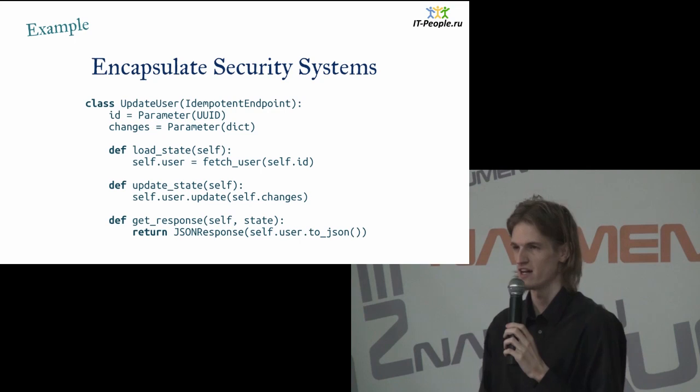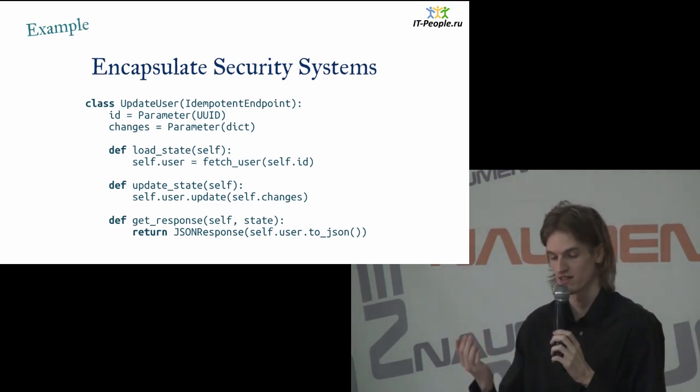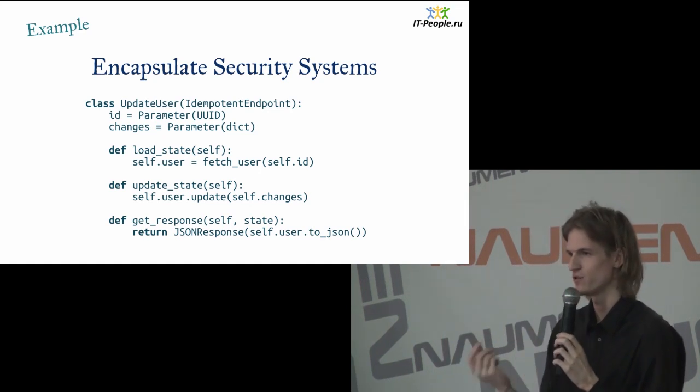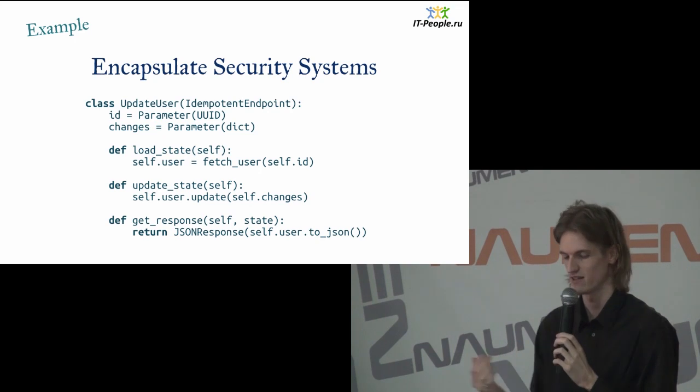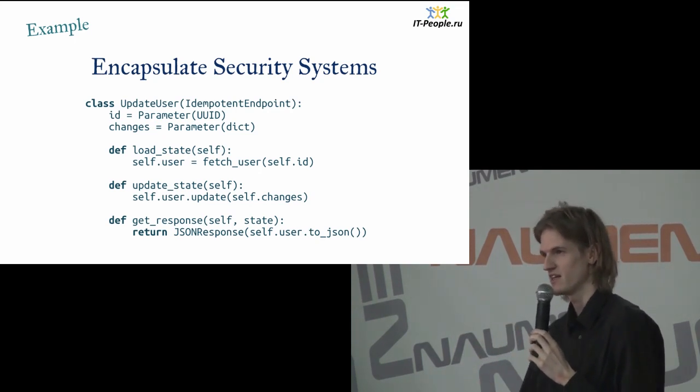If you have an idempotent system, you could have an endpoint class and you say, I define the parameters that go in. There's a function that's executed every time which loads the state from the database, like it fetches the user. Then if the nonce has not been used, it updates this thing.